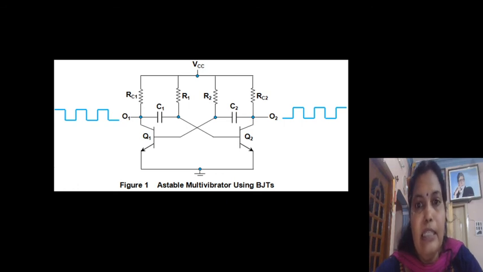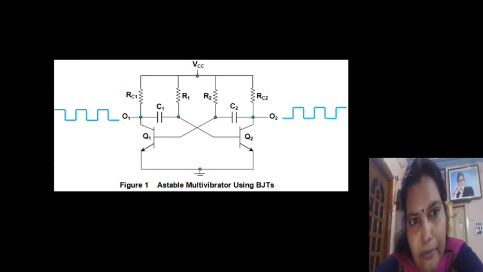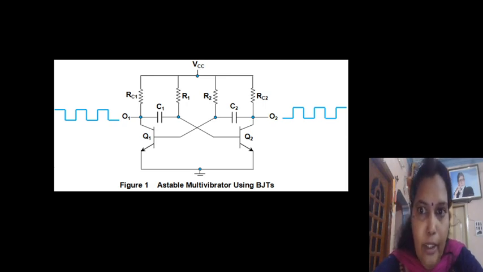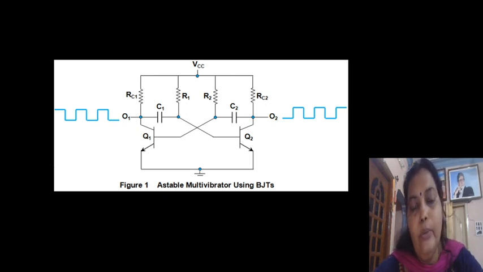CRO is studied and observed. In this wave, the first upper state gives the time duration T1, and the lower state, that is the zero state or off state, gives T2. If you take the sum of T1 and T2, it gives the time period T, and if you take the reciprocal of this time period, you will get the frequency of these waves. This is how we can calculate the frequency of these waves using this experiment.